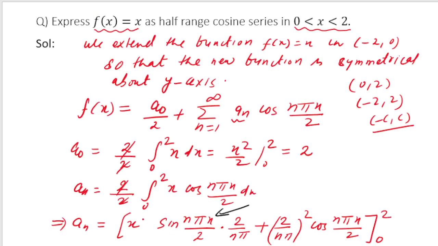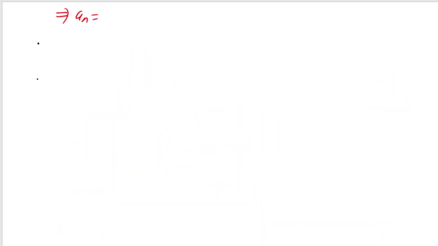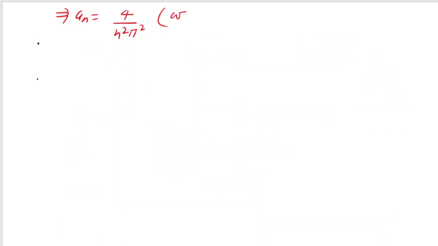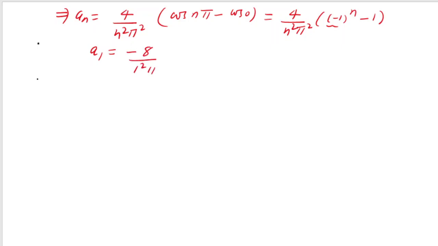So what is the an that we are getting? An that we are getting is, here we have this term become 0, and here we are getting 2 by n pi square, so that I write 4 by n square pi square, and if I put the upper limit, I will get cos n pi, and lower limit will give me cos 0. So I will get cos n pi minus cos 0. Cos n pi is minus 1 to the power n, and cos 0 is equal to 1. So this is an. So if I ask you what is a1, in exams they ask this kind of question. So it will be minus 1 and minus 1. So I will get minus 8 by 1 square into pi square.